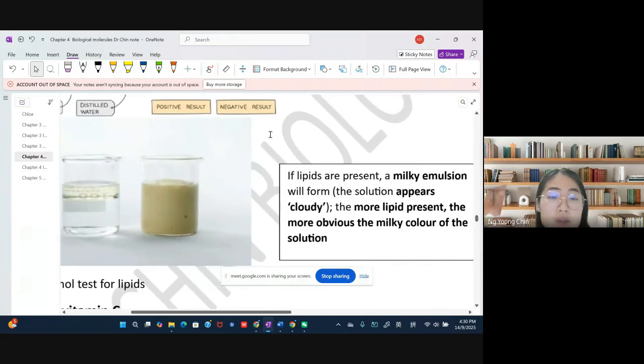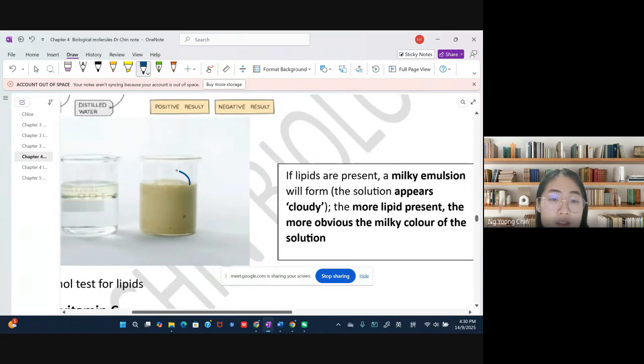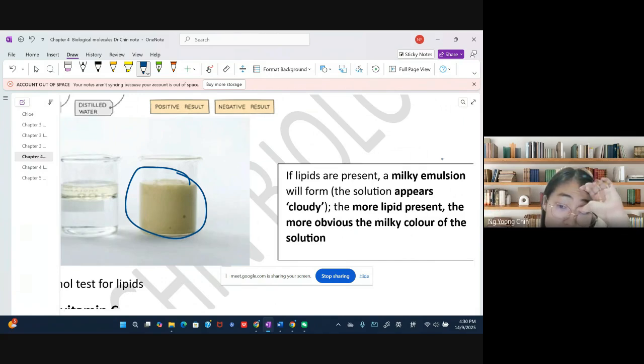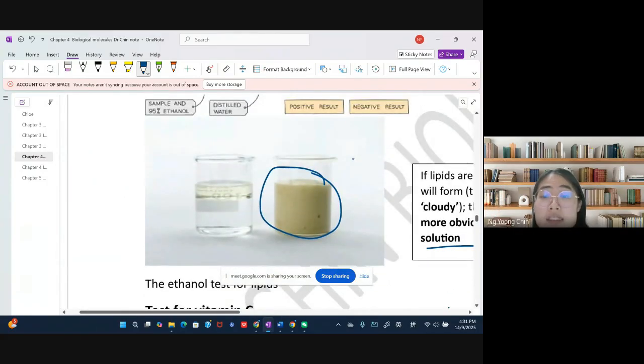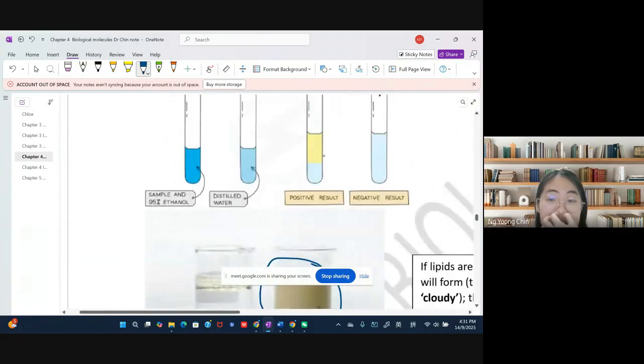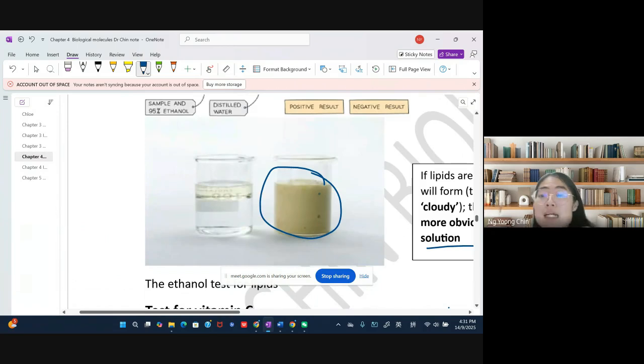So this is what we call an emulsion test. The solution appears cloudy, milk-like. We call it a milky solution, because the lipid dissolves in the alcohol and then mixes with water, so it will form this milky emulsion. If you have a higher lipid concentration inside the food, it will become more milky. This is known as a cloudy emulsion.